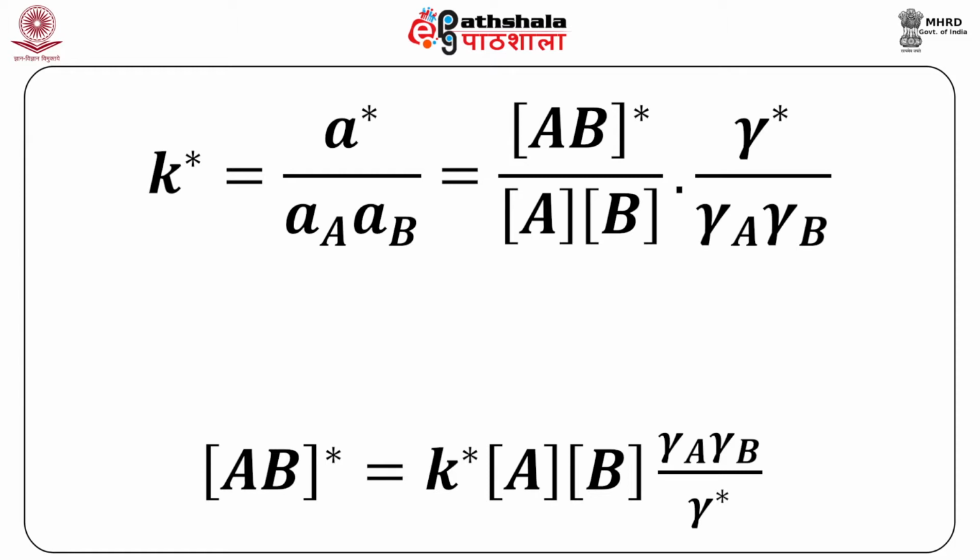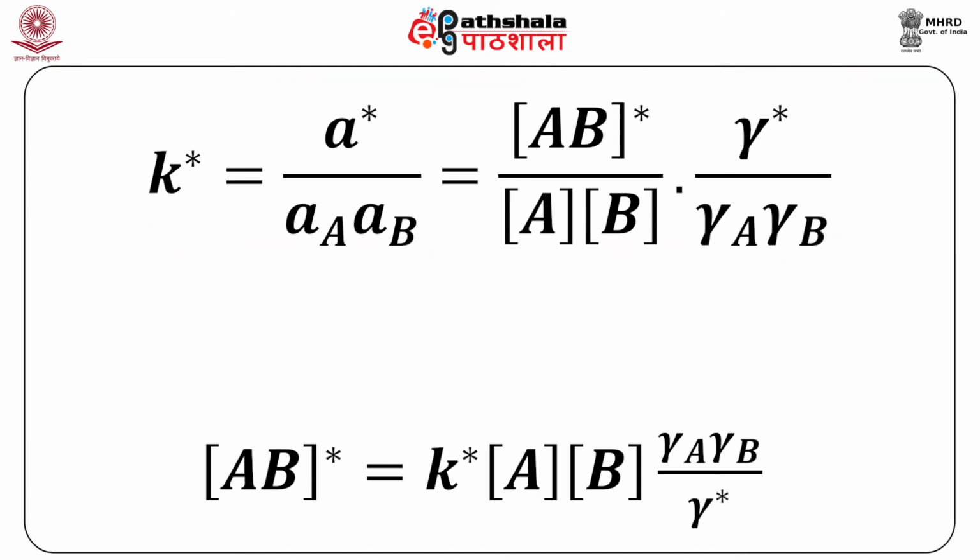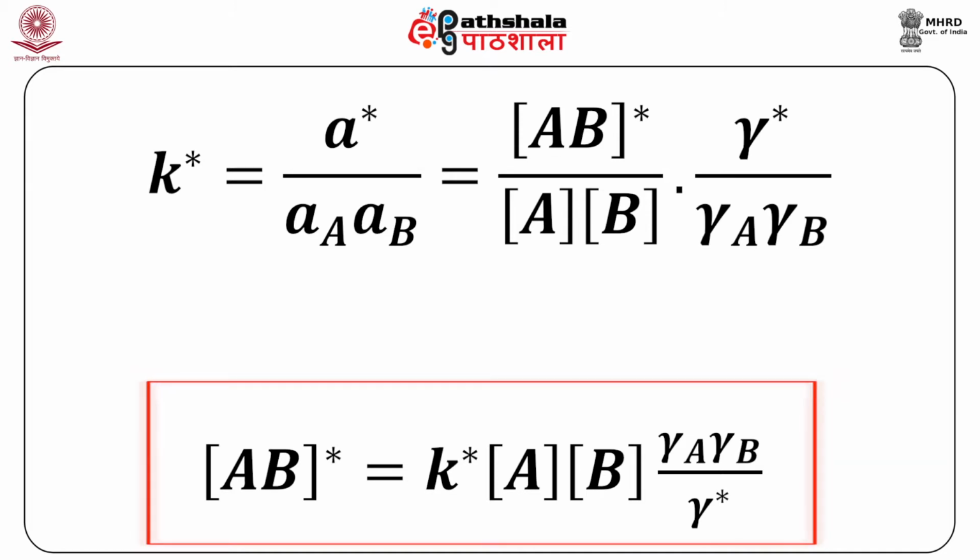So, this K star can then be written as, in numerator, activity of transition state complex upon, in denominator, activity of reactant A into activity of reactant B, which further becomes equal to concentration of AB, that is the transition state complex, in numerator, divided by concentration of A into concentration of B whole into, in numerator we have gamma star, which is the activity coefficient for the complex, upon, in denominator, gamma A into gamma B, which are the respective activity coefficients of reactant A and B. On rearranging this equation, we obtain the equation in terms of concentration of transition state complex AB star.